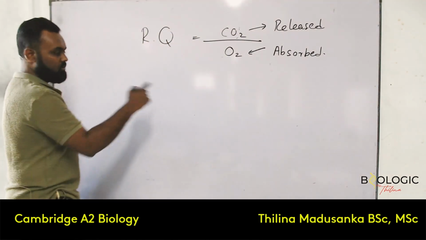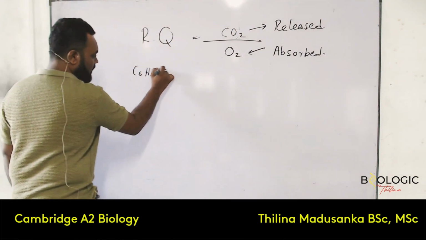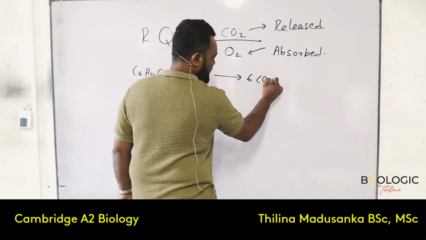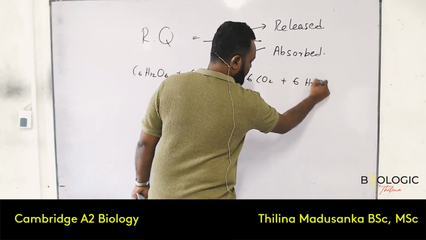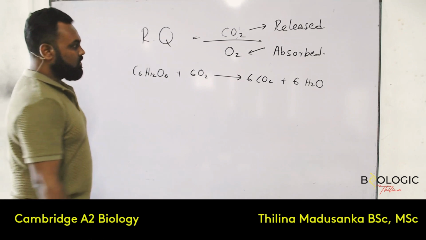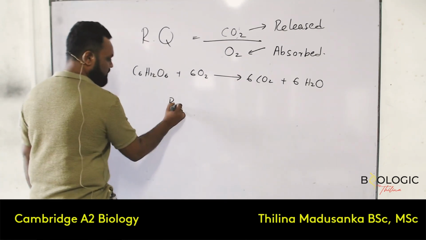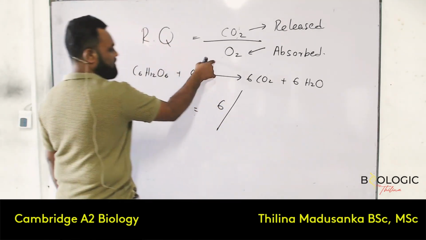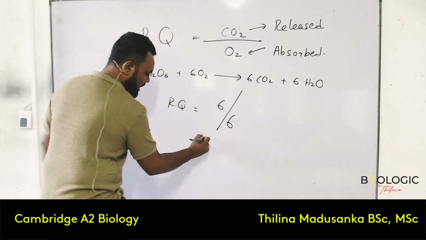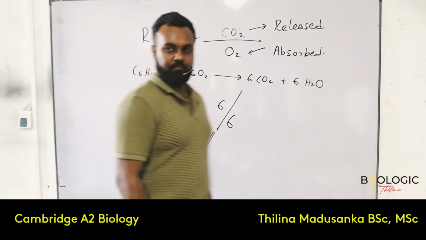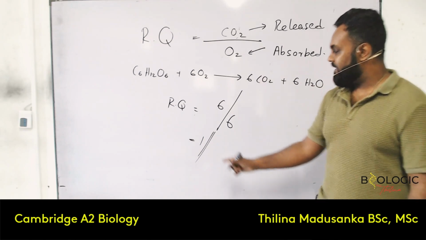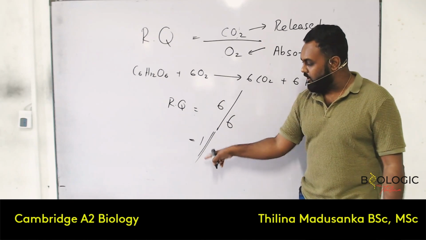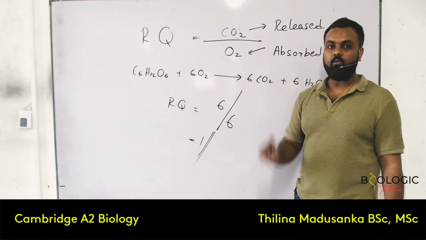Let's apply it to glucose. Glucose is C6H12O6 plus 6 oxygen gives 6 carbon dioxide plus 6 H2O. This is the reaction, right? So find the RQ for glucose. Carbon dioxide released 6, oxygen absorbed 6. RQ for glucose is 1. Very simple. So if the question says one organism uses a respiratory substrate and the RQ value is 1, you should know they are talking about glucose.